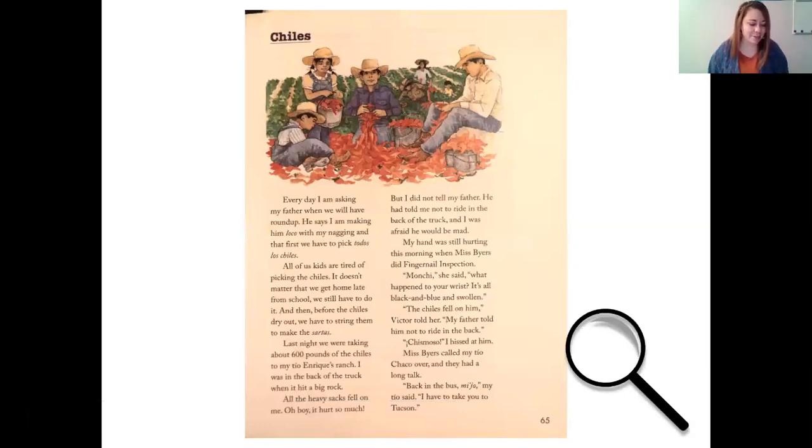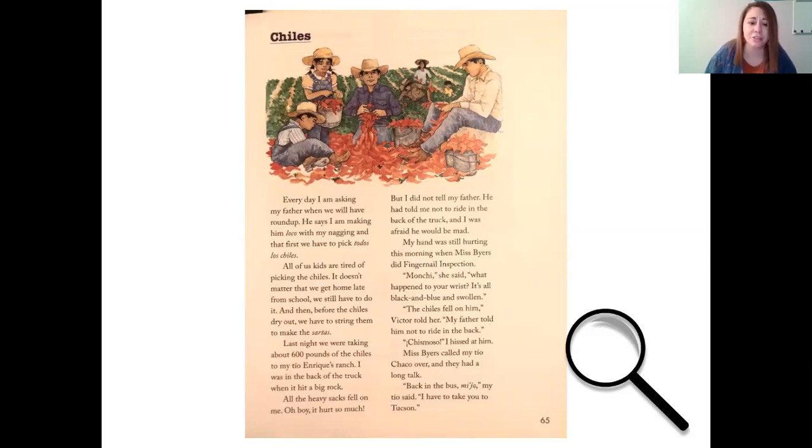Every day I am asking my father when we will have roundup. He says I am making him loco with my nagging and that first we have to pick todos los chiles. All of us kids are tired of picking chiles. It doesn't matter that we get home late from school. We still have to do it. And then before the chiles dry out, we have to string them up to make sartas. Last night we were taking about 600 pounds of chiles to my tío Enrique's ranch. I was in the back of the truck when it hit a big rock. All the heavy sacks fell on me.